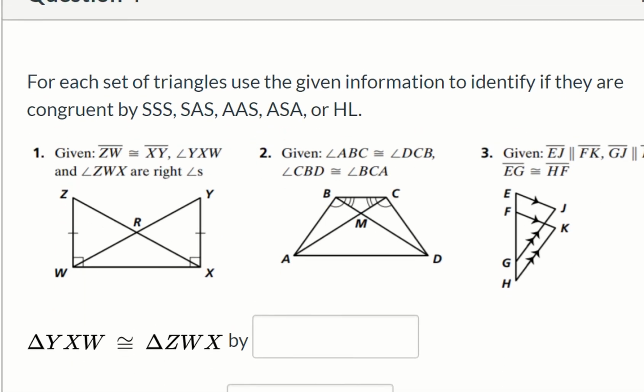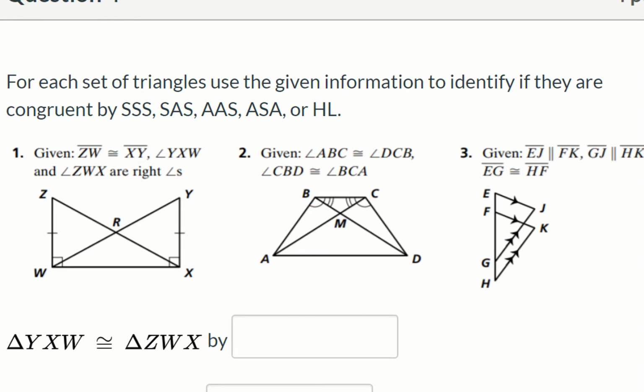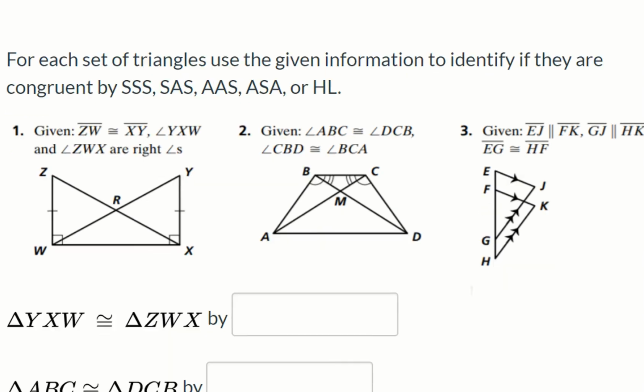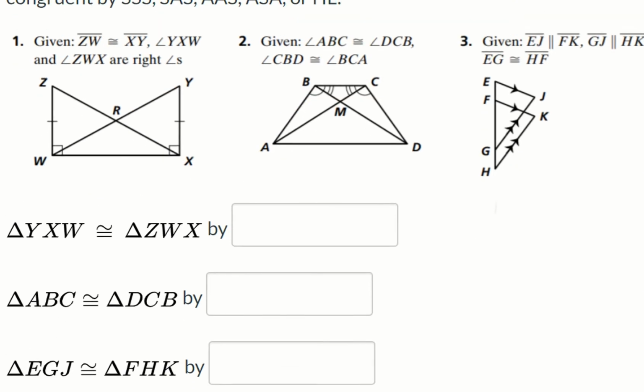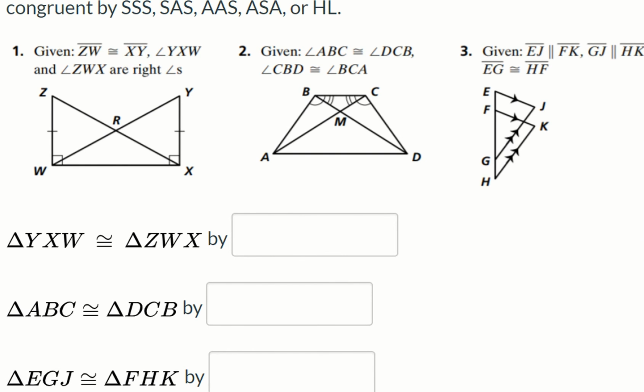All right, fourth question. For each set of triangles, identify if they're congruent by SSS, SAS, AAS, ASA, or HL. Okay, so we're just going to list those out. So triangle YXW, and this triangle, right? So notice that they overlap. They share this side, which means that those two are congruent there, okay? So we got a side that's congruent.